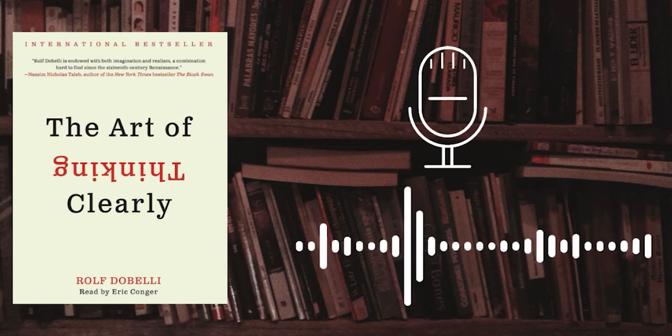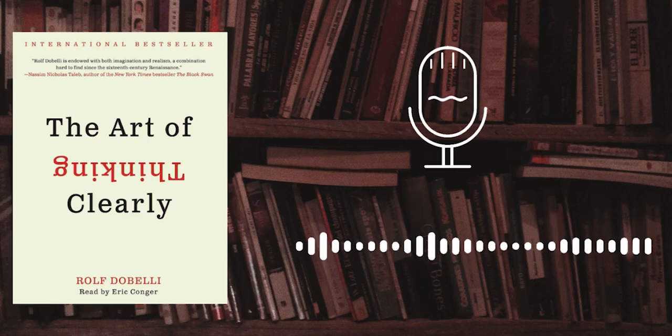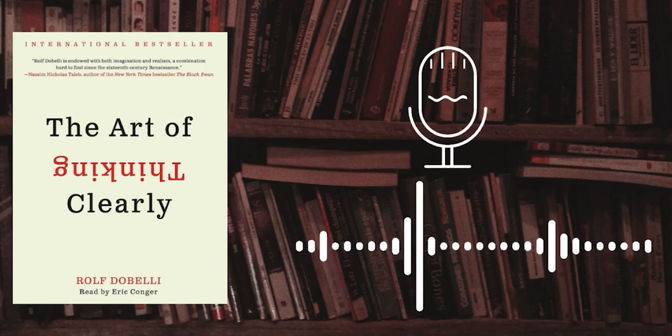Base rate neglect. Base rate neglect occurs when we ignore the general prevalence of an event in favor of specific information. This leads to flawed judgments and decisions. Recognizing base rate neglect helps us incorporate statistical data into our decision-making process.